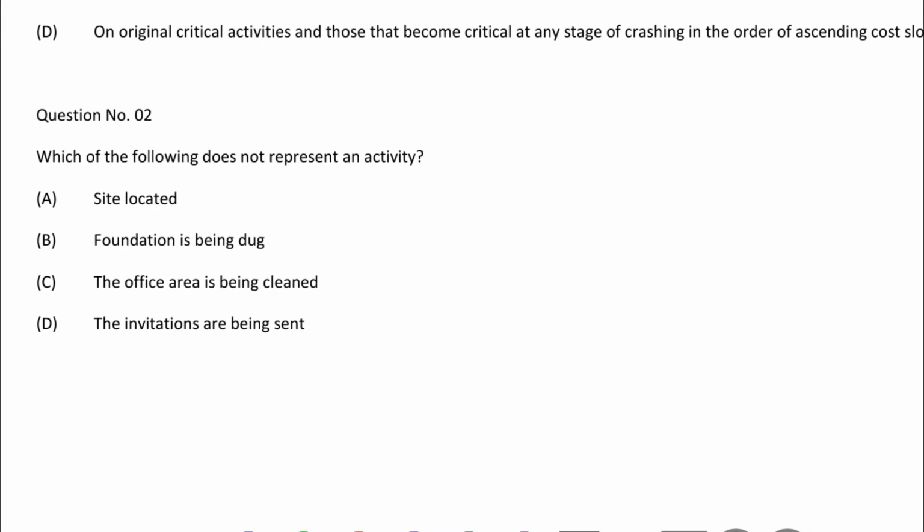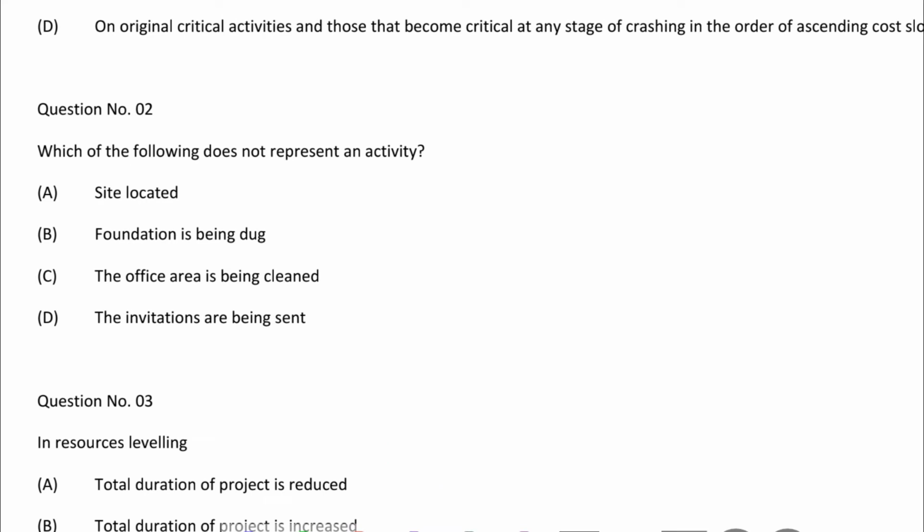So next question, which of the following does not represent an activity? Option A, a site located. Option B, foundation is being dug. Option C, the office area is being cleaned. Option D, the invitations are being sent. So the correct answer is option A, site located.